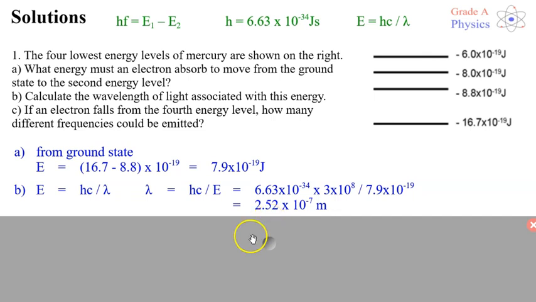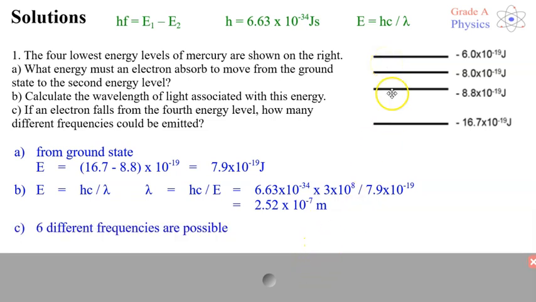If you show your working out, you get error carried forward, and you should get full marks even if your answer is incorrect. C, if the electron falls from the 4th energy level, how many different frequencies could be emitted? Well, we talked about this before. So we could go from 4 to 3, 4 to 2, 4 to 1, that's 3. If we're at 3, we could drop down to 2 and then down to 1, or we could go all the way down to 1. So there are 6 possible frequencies, 6 possible wavelengths. So that corresponds to 6 lines on our spectra, whether it's emission or absorption.